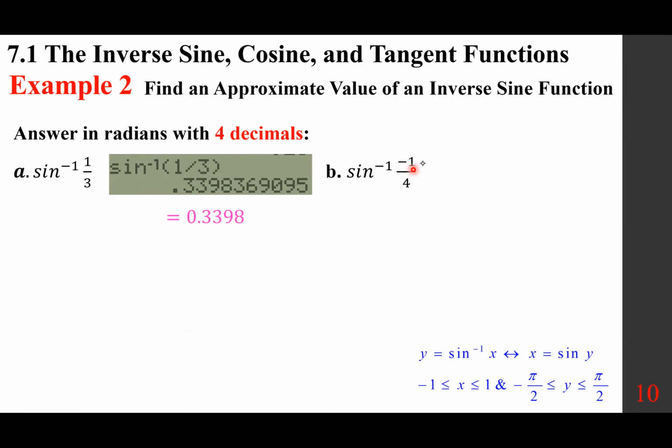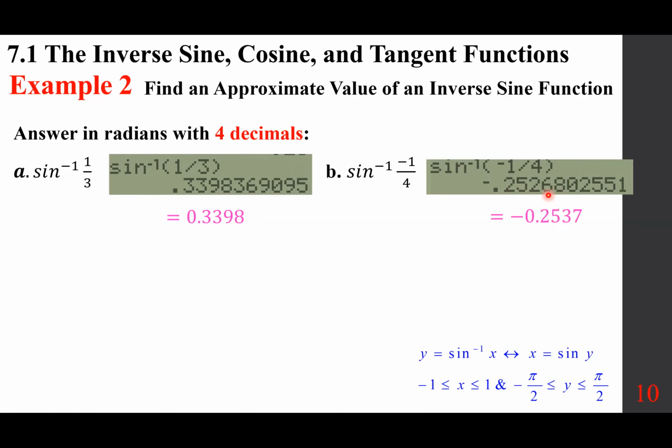Negative 1/4, not a common arc. Put it into a calculator. Second, sine, and then negative 1/4. So negative 0.252, look at this number next to it is 8. So it goes up to 7. So you want to take a look at the next number for the sake of rounding.